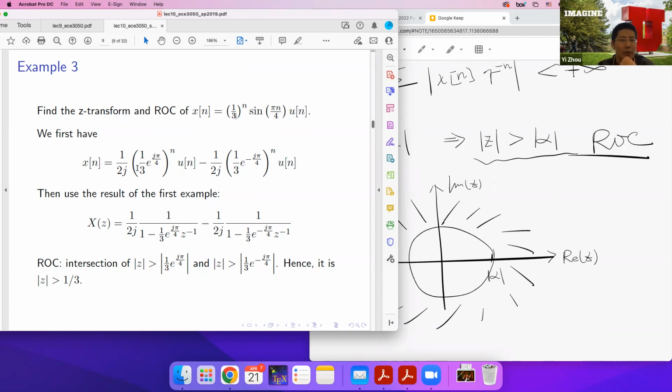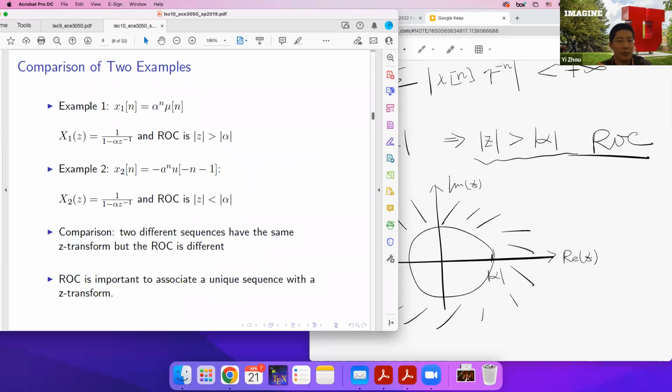Okay, now we have two terms. If you look at each term, this is a constant, so you can put it aside. And this is an exponential part, some complex number to the power of n times u[n]. The second part is the same thing. It is another complex number to the power of n times u[n]. Therefore, we can utilize the result in example 1 to quickly get the Z transform.